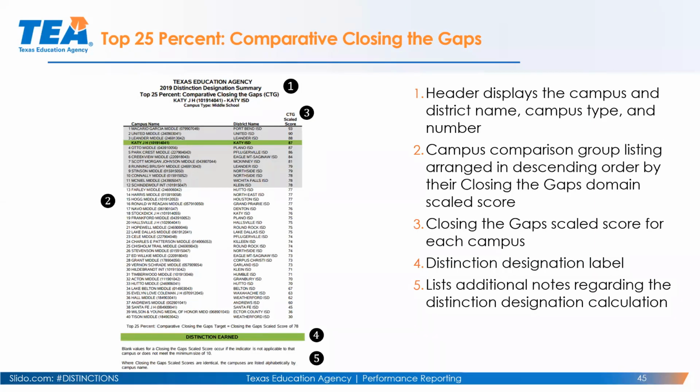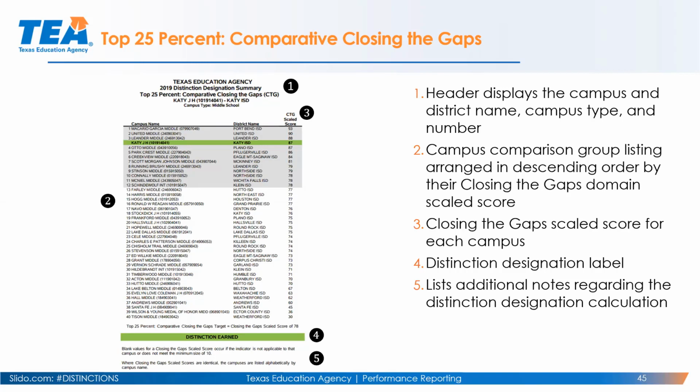We have another example of a campus that was awarded this distinction designation. At the top in section 1, the header will display the information for that particular campus. Section 2 has the campus comparison group listing, and this is arranged in descending order by the closing the gaps domain scaled score. Section 3 would list the closing the gaps scaled score for every single campus in the campus comparison group. Now you'll notice again, the gray shading would indicate that any campus within the gray area would be in the top quartile of performance.